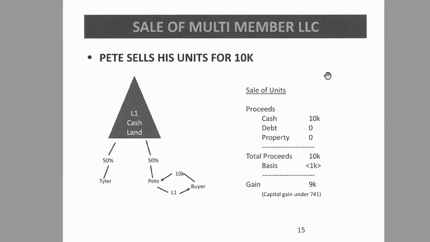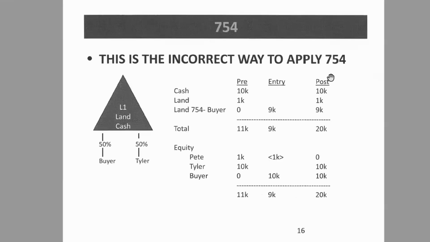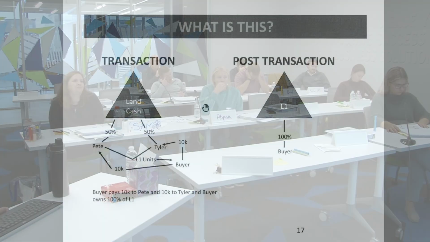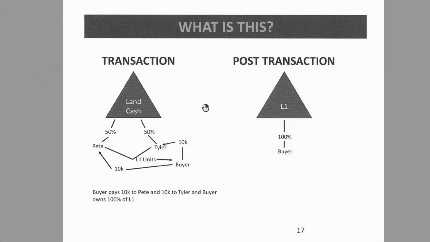All right, well, Pete sells his units for 10 grand. What did Pete sell? The units. Okay. 754 applies if Pete sells units, correct? We'll talk about 754. Okay. But now I think we're getting closer to 99.6. That was me trying to lay the groundwork for the thought process you had to have. Okay. Buyer pays 10K to Pete and 10K to Tyler, and buyer owns 100% of the LLC, of L1.